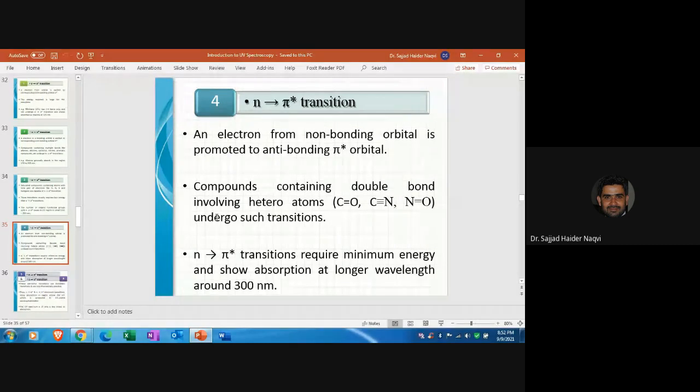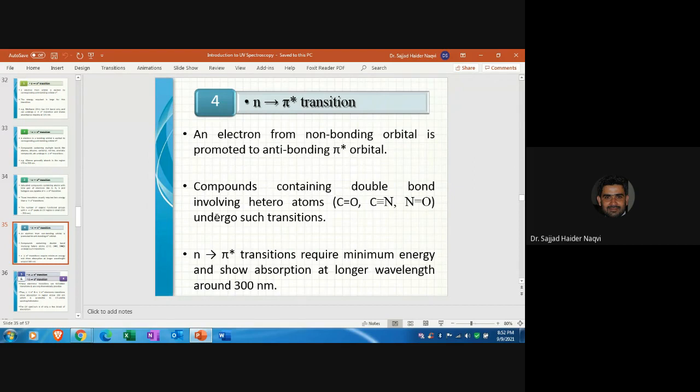Now, for this kind of transition, an electron from a non-bonding orbital is promoted to an anti-bonding pi star orbital. This kind of transition exists in compounds containing double bonds involving heteroatoms. Now, this is another important thing. Like in previous cases, we talk about alkenes and alkynes. They do have double and triple bonds, but that is between two similar atoms.